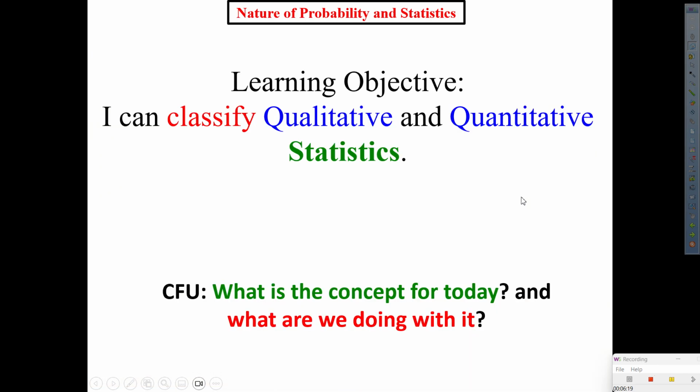All right, get a Cornell note ready, please. I'll give you guys some time. All right, here we go. Our objective for today: I can classify qualitative and quantitative statistics.